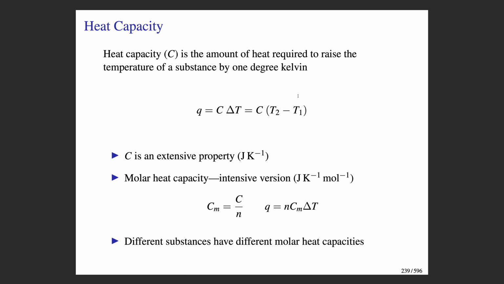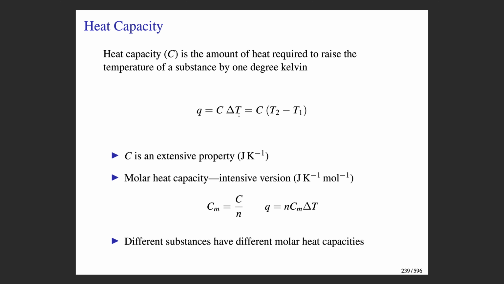So let's suppose that a system goes from T1, its initial temperature, to its final temperature. The amount of heat that's required to create that change in temperature is proportional to the heat capacity of the system. In this equation, heat capacity, C, is an extensive property of the system. It has units of joules per Kelvin. So the heat is an energy that has units of joules. We measure our temperatures in units of Kelvin, and so the heat capacity needs to have units of joules per Kelvin in order for this equation to work out.